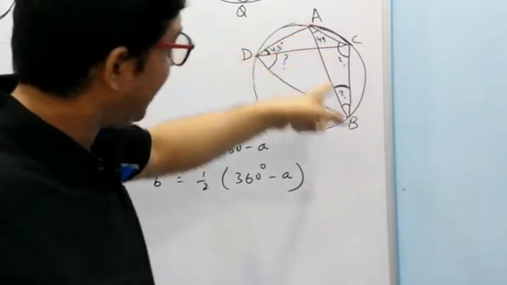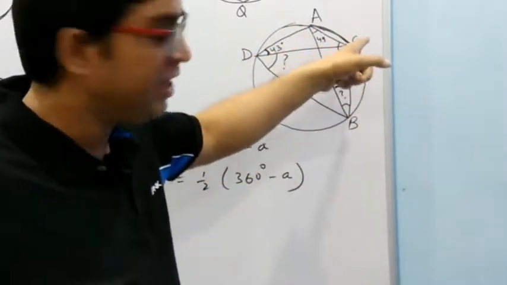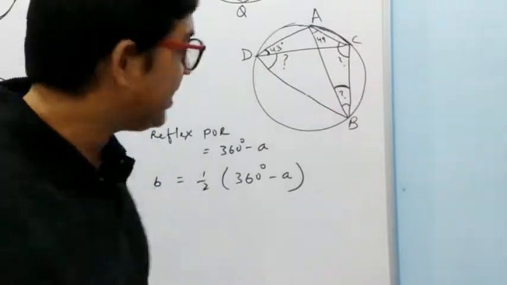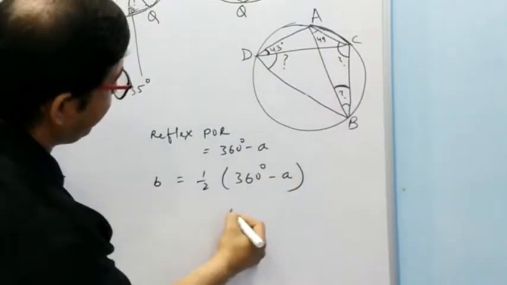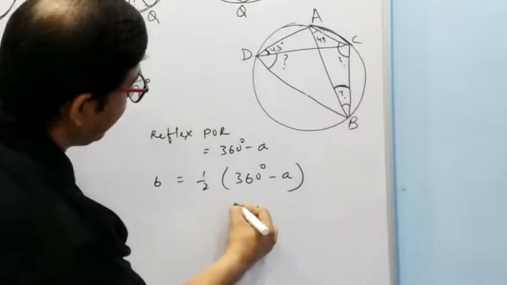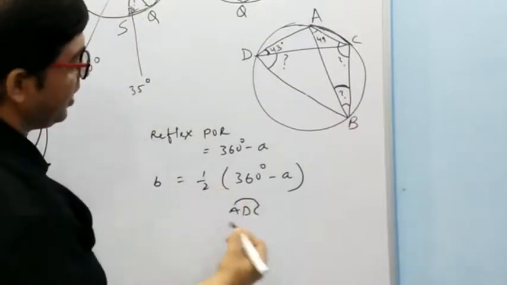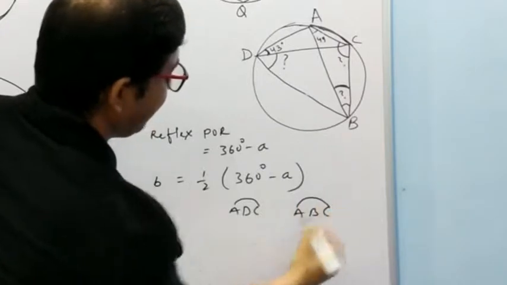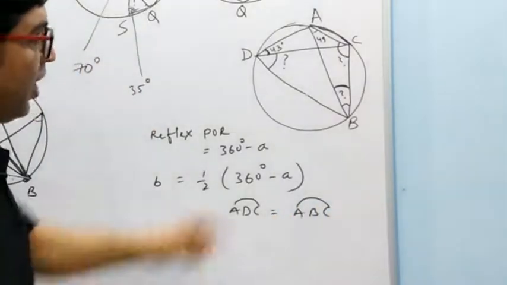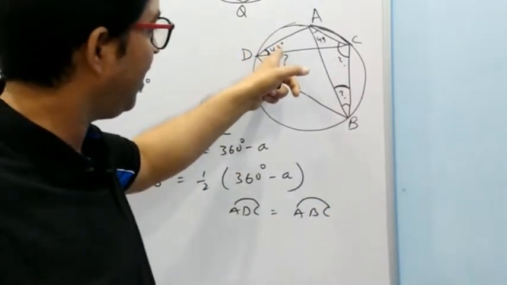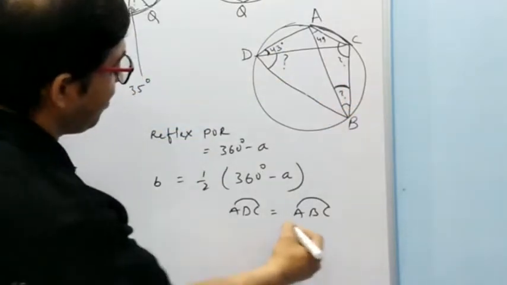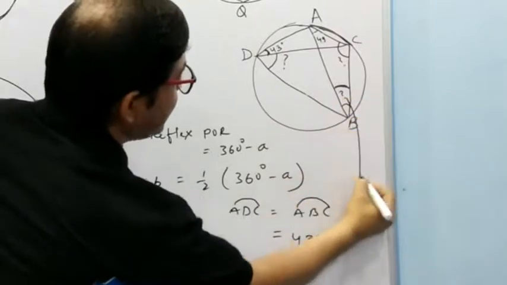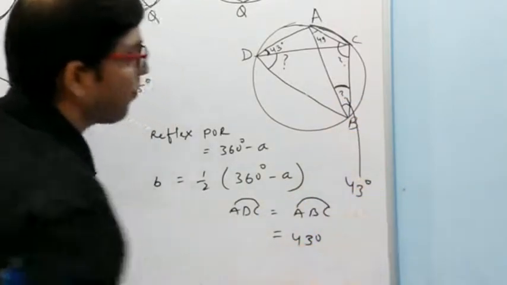See, this angle ABC is made by AC. ADC is also made by AC. Again, I am telling you a very easy way to identify ADC: starting from A, ending with C. ABC, starting from A, ending with C. So they are equal. If this is 43 degree, this is definitely 43 degree. So we got this angle. What is that? 43 degree.